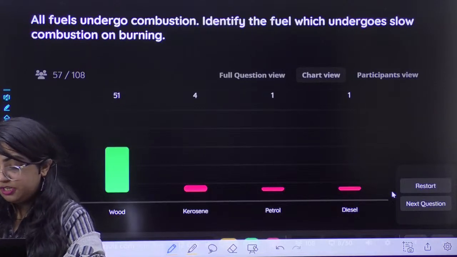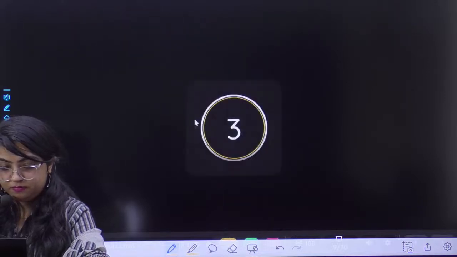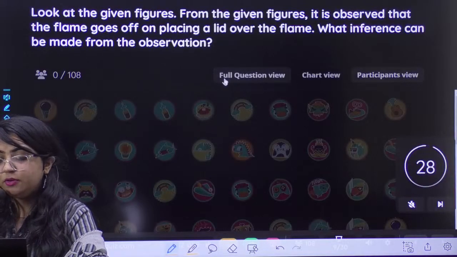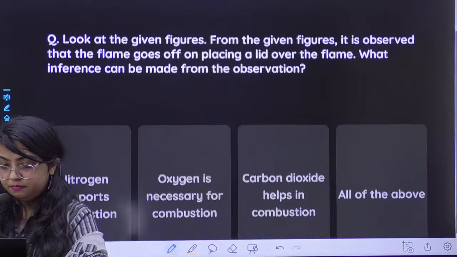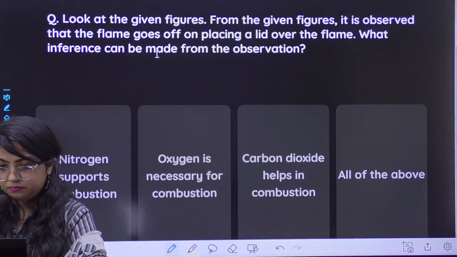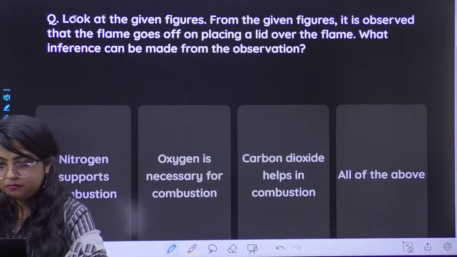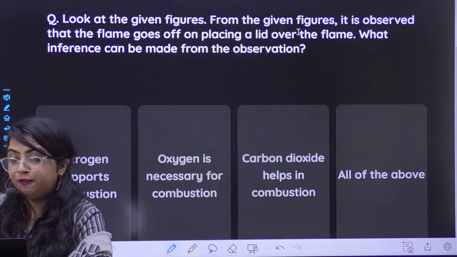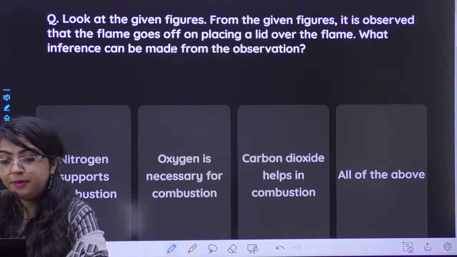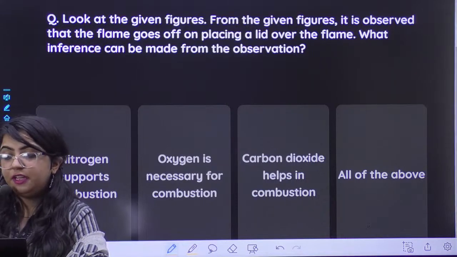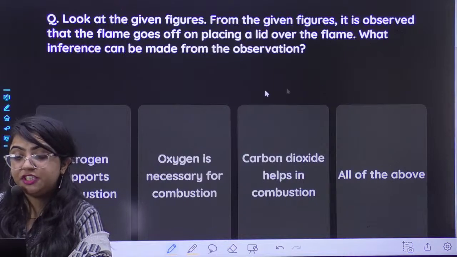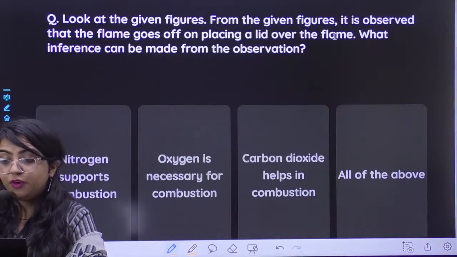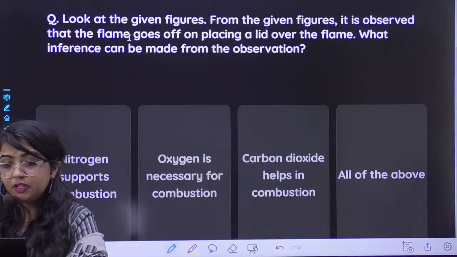Okay, so now the next question. Please let me know, is it visible to all? It is observed that the flame goes off on placing a lid over a flame. What inference can be made from the observation? We have given here in the figure one candle which is burning, and in the other case we put a lid over its flame. So what should be the accurate reason for it to go off?